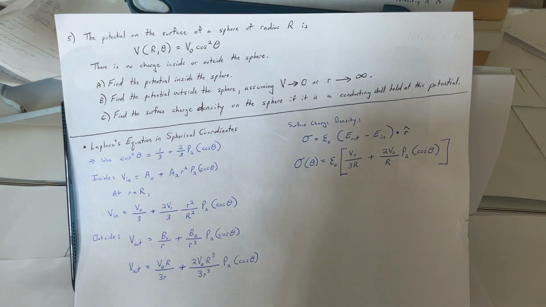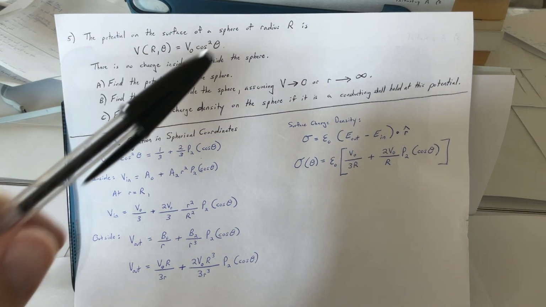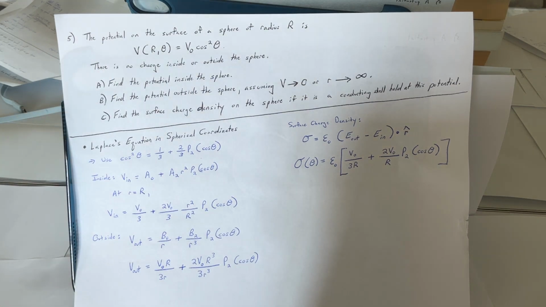Moving along to number 5. The potential on the surface of a sphere of radius R is V of R, theta equals V naught cosine squared theta. There is no charge inside or outside the sphere. Okay, for A, find the potential inside the sphere. For B, find the potential outside the sphere, assuming V approaches 0 as r approaches infinity. C, find the surface charge density on the sphere if it is a conducting shell held at this potential.